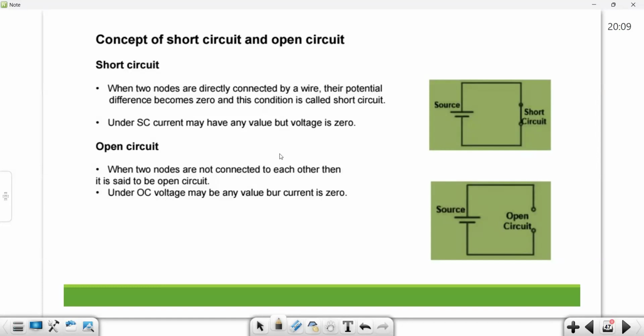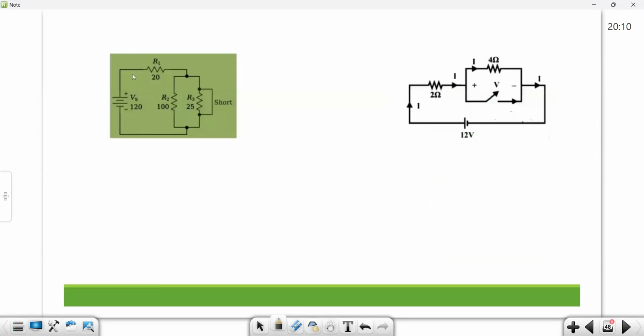If a current source is supplying some current to a circuit and there is a short circuit across it, then the entire current will flow through the short circuit only. When the two nodes are not connected to each other, it is said to be an open circuit. Under open circuit, voltage can be any value, but current is zero. This is P, not R. Now please do this. Find the value of current I here, and here find the value of V.